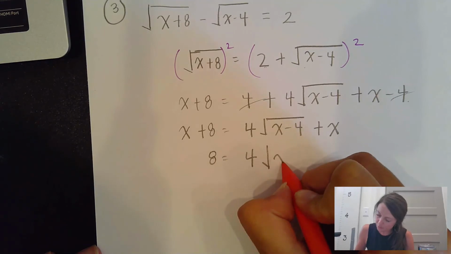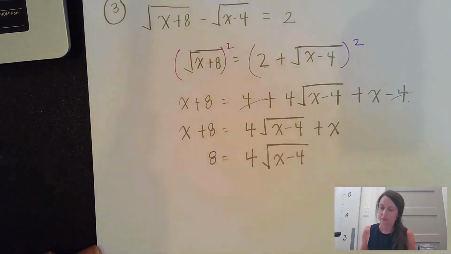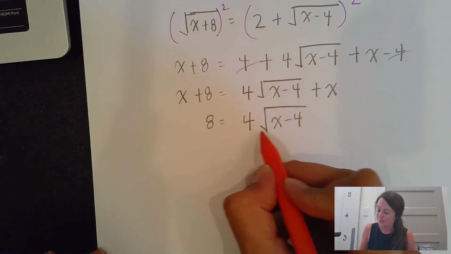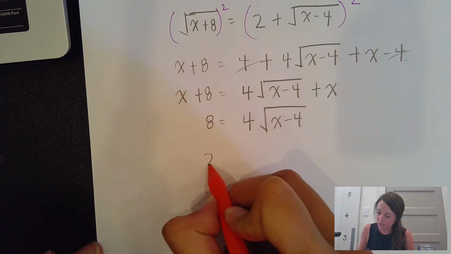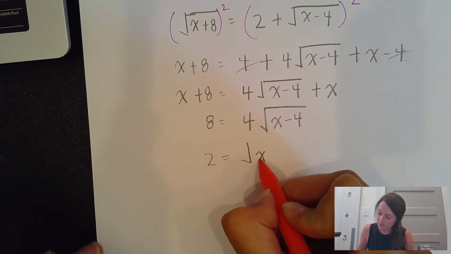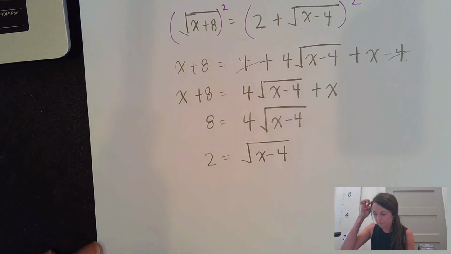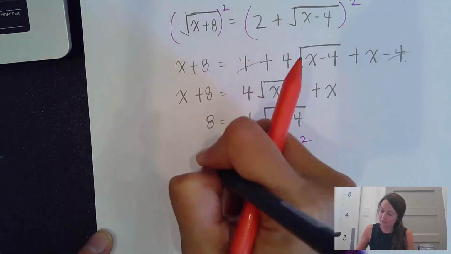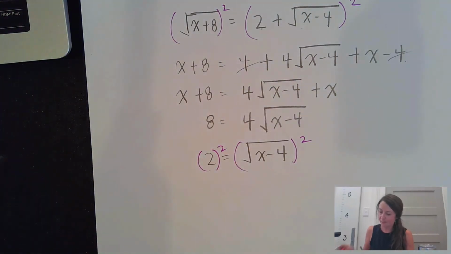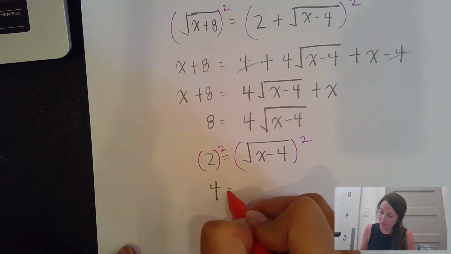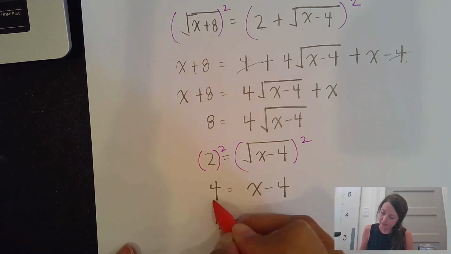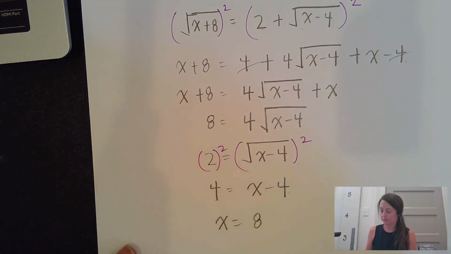So I'll be left with 8 is equal to 4 square root of x minus 4. I still need to isolate that square root, so I'll divide both sides by 4. So this will be 2 is equal to the square root of x minus 4. And then I will do this whole process again. So I will square both sides here. 2 squared will give me 4, and then I'll be left with x minus 4. And so x here will be equal to 8.